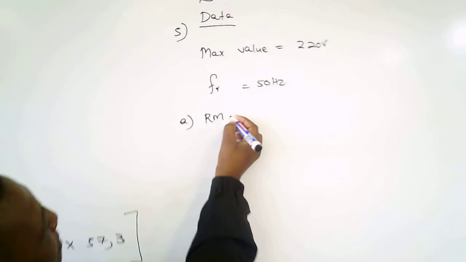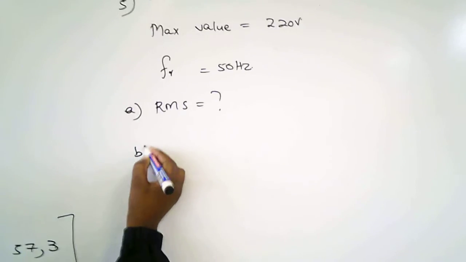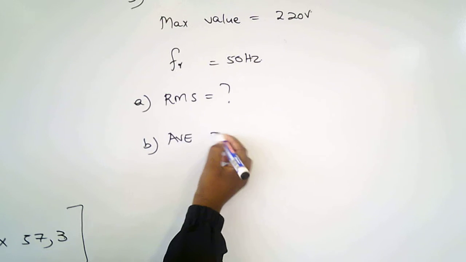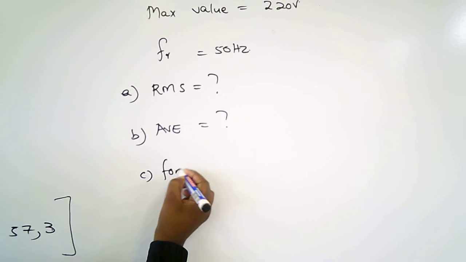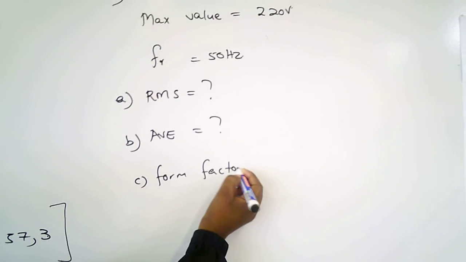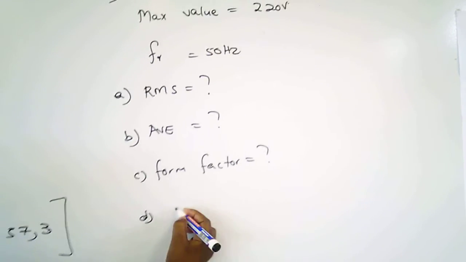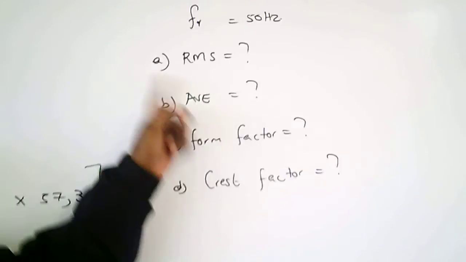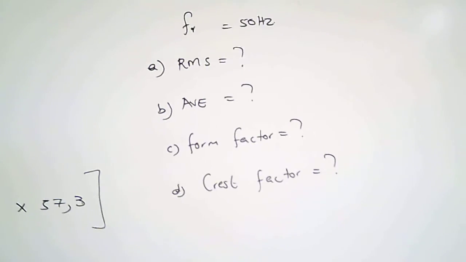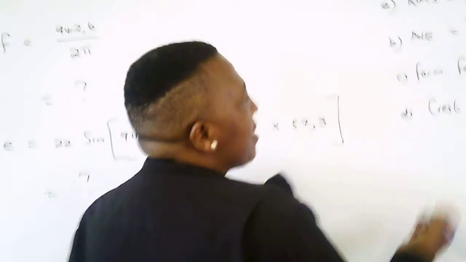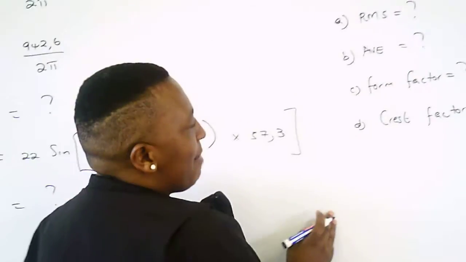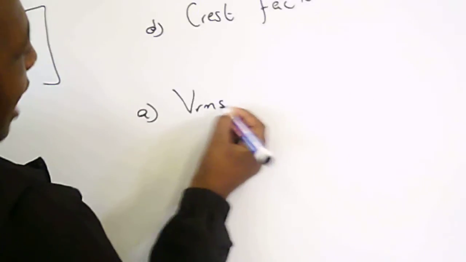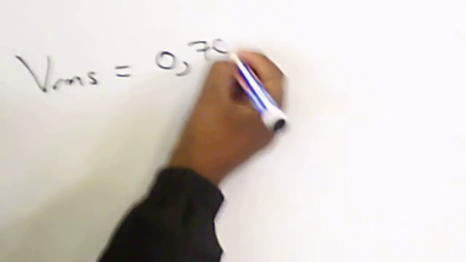Things that must be calculated: you calculate the RMS value, how much it is. You calculate the average, how much the average is. You are going to calculate the form factor, and you are going to calculate the crest factor. As I already showed you, the formula to calculate is the following. For the RMS, we have the constant number that is always given. So to calculate that, what we need is only the maximum value. So to answer the first question, to calculate the V RMS, it will be 0.707.